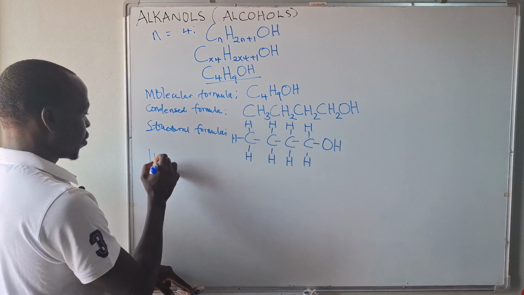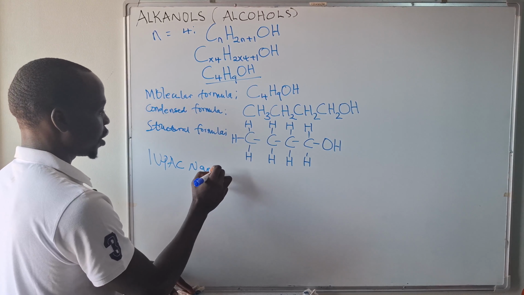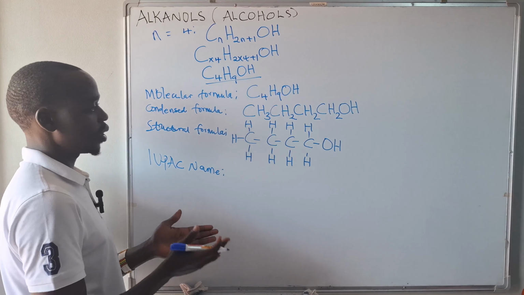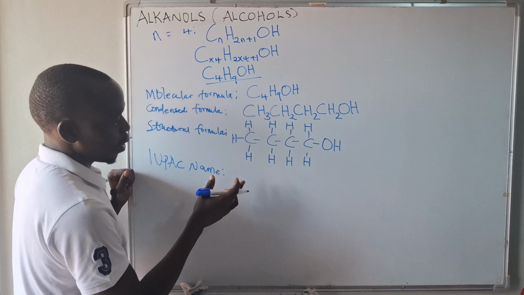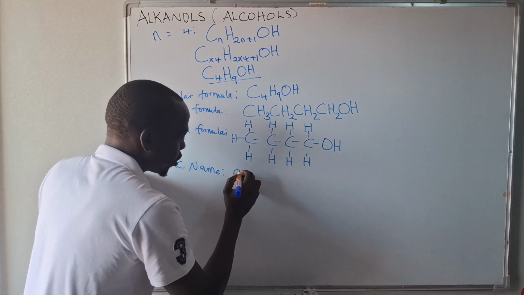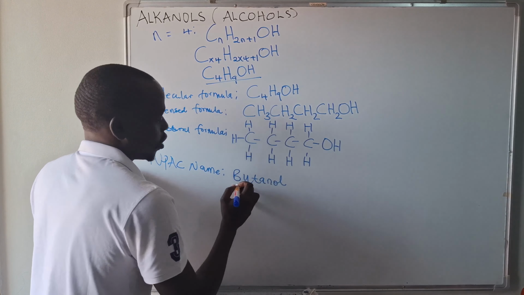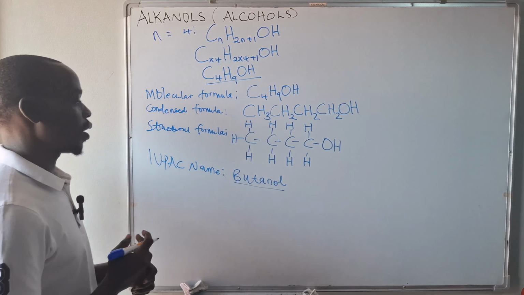So now, what can we say about the IUPAC name, the name given to it? This is very important in organic chemistry. You need to know the name of the compound you're dealing with. So I'll say 1, 2, 3, 4. I have butanol. So this is butanol.